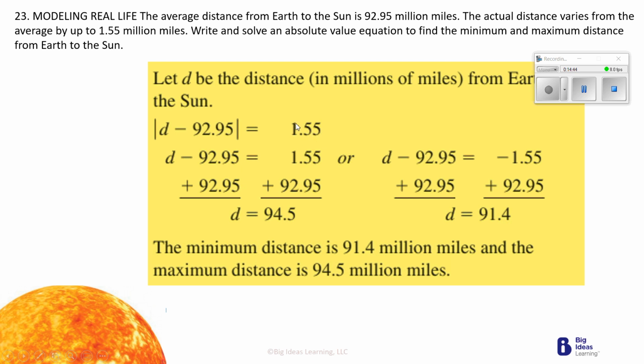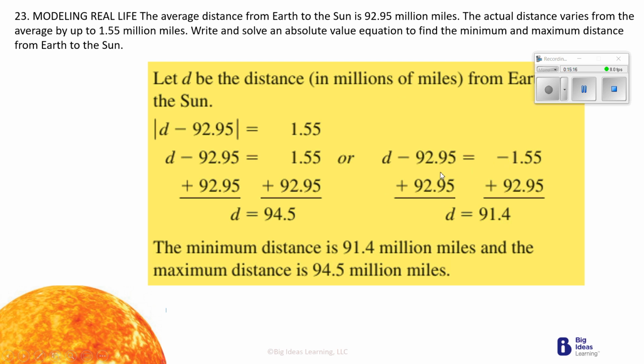So this means, remember, it says that it varies from the average. So that means it can be plus 1.55 million miles or minus it. And that's what they got here. 1.55 or minus 1.55. So when it's a positive 1.55, we're adding the 92.95 to both sides. And this gives us d is equal to 94.5. And that would be million miles.